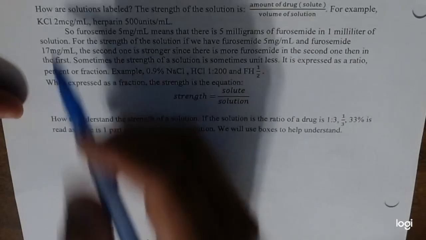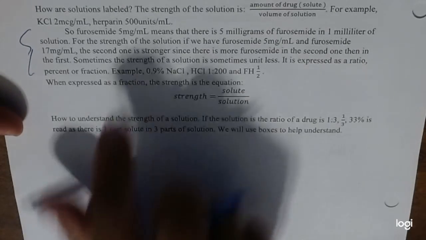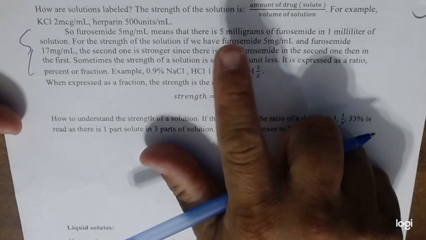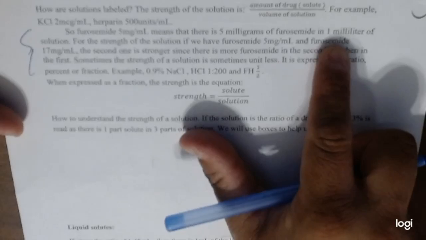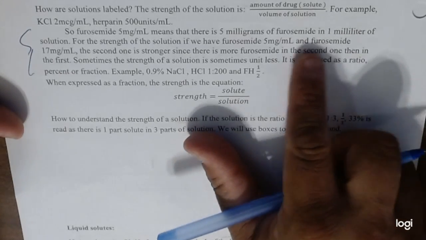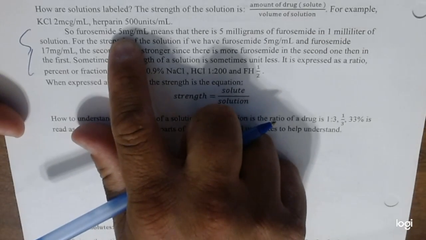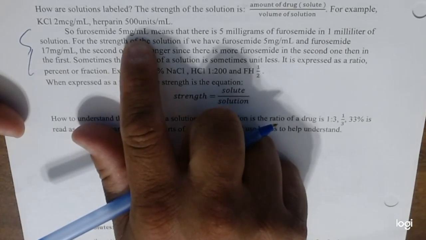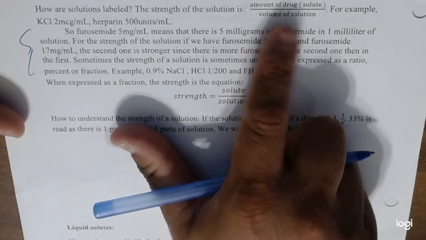Here's a little example illustrating how this works. Let's suppose we have a drug at 5 milligrams per milliliter. That means for every 5 milligrams of the drug, there is exactly 1 milliliter of the solution. So it's a 5 to 1 ratio. We'll talk about ratios in a bit, but that's what this means: we have 5 milligrams for every 1 milliliter of solution, so drug per 1 milliliter of solution. That's what this represents.